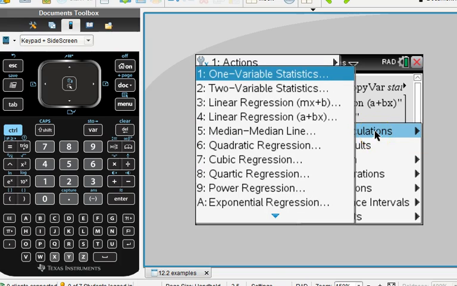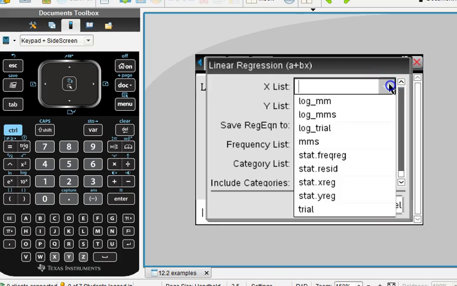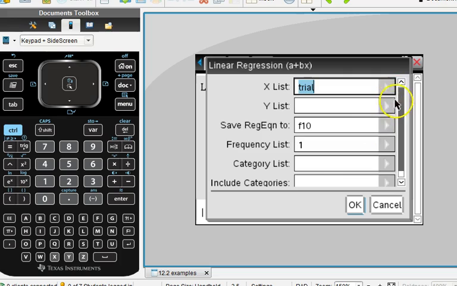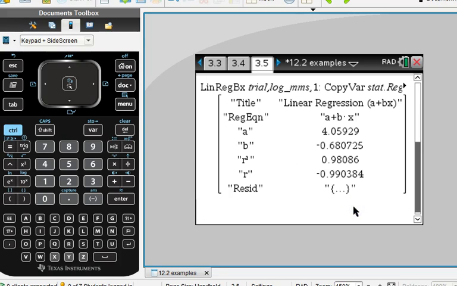Statistics. Here we go, linear regression. This time we'll do trial and log of M&Ms. As strong as the other one was, this is stronger. We have a 0.98 R squared and a negative 0.99 R, nearly perfect fit. So this is even stronger.